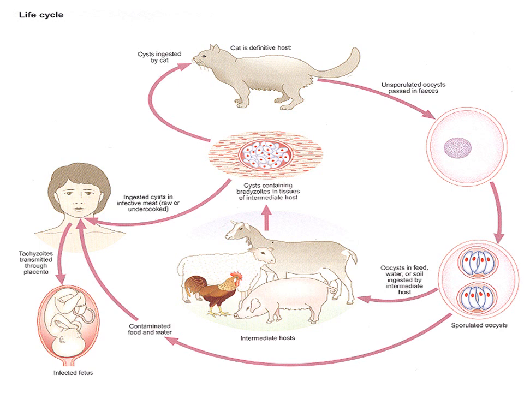Cats can also be infected by ingesting raw meat of an intermediate host such as mice containing tissue cysts, and the cat becomes infected.